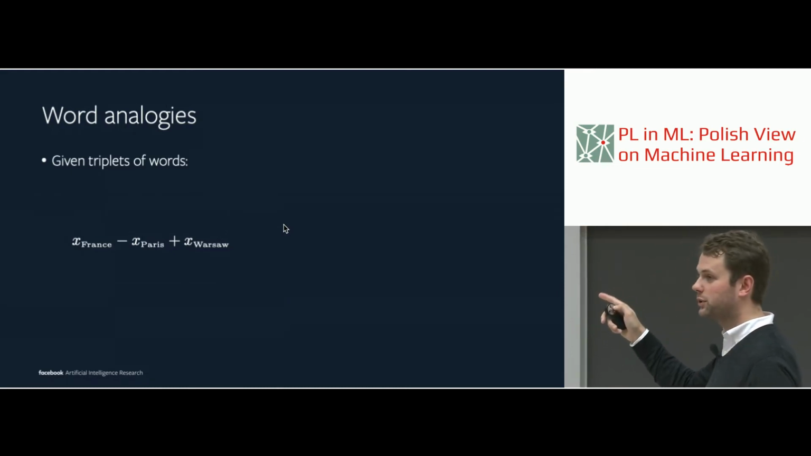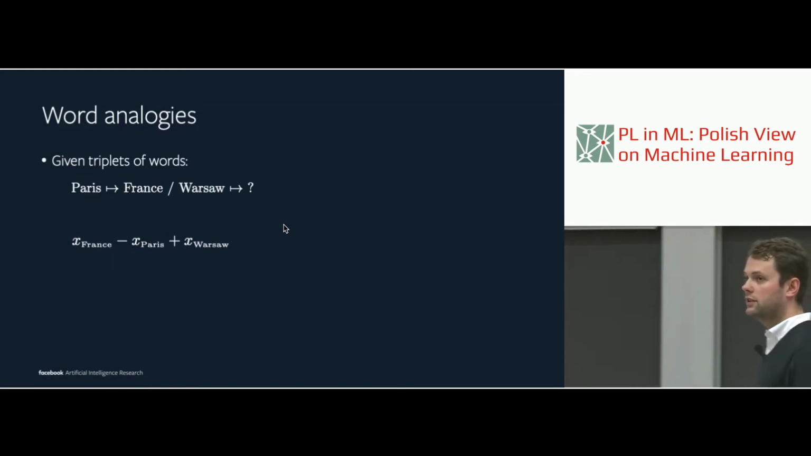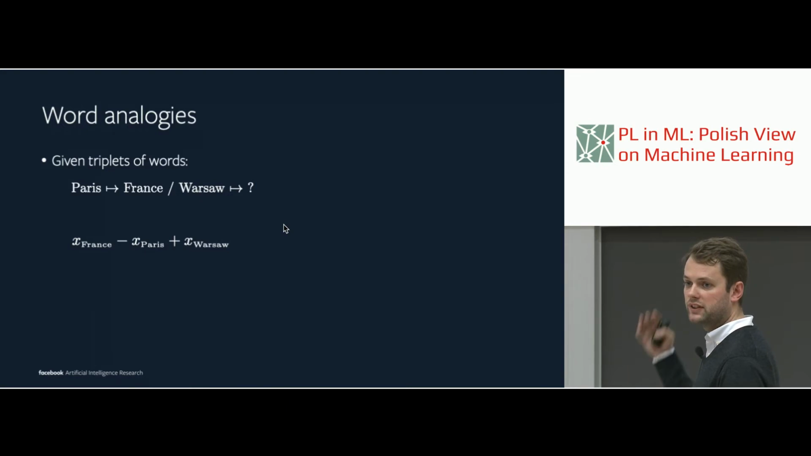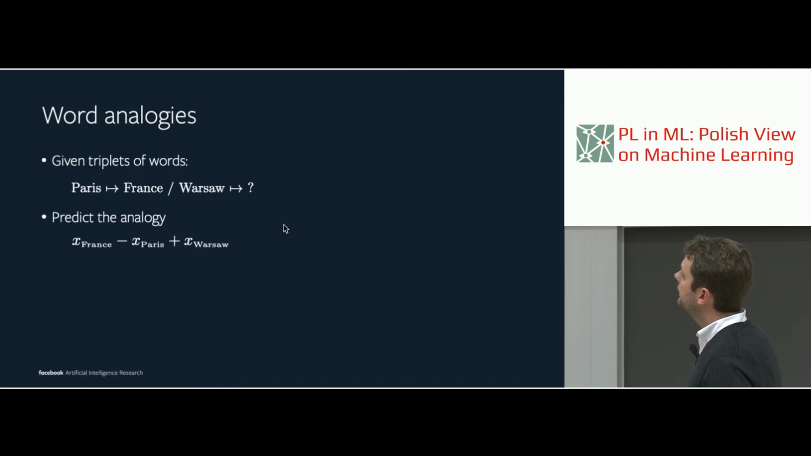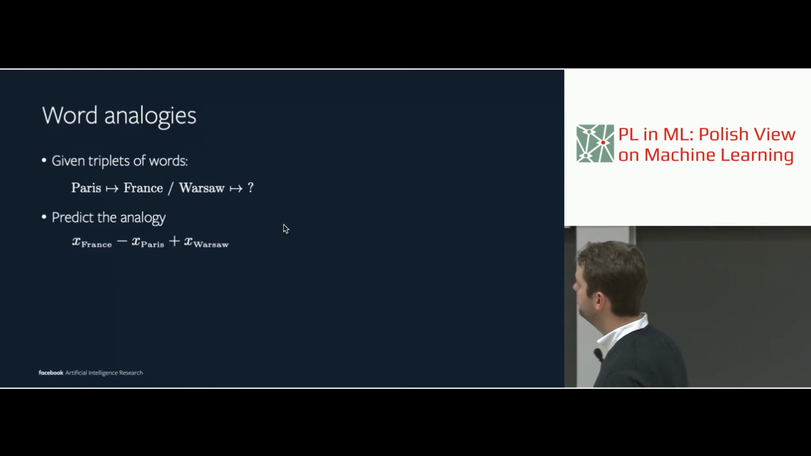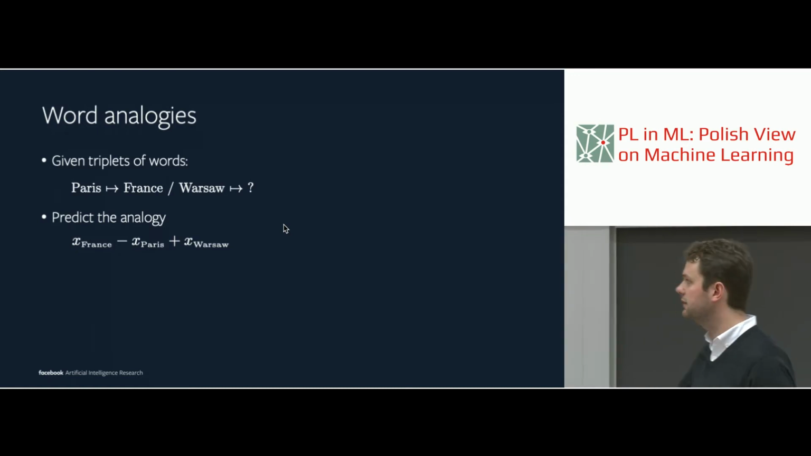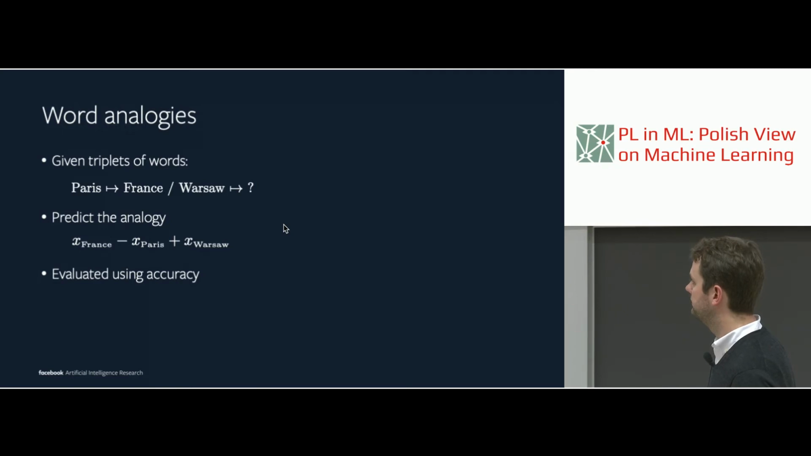Given triplets of words, there's another evaluation called word analogies, where given three words, so Paris, France, Warsaw, you're supposed to predict the analogy. And here, of course, it's going to be Poland. You predict the analogy by taking your vectors and computing the word vector for France minus the one for Paris plus the one for Warsaw, and you do a nearest neighbor query on your data set. If it's Poland, it's +1, otherwise it's 0. So you evaluate this using accuracy.